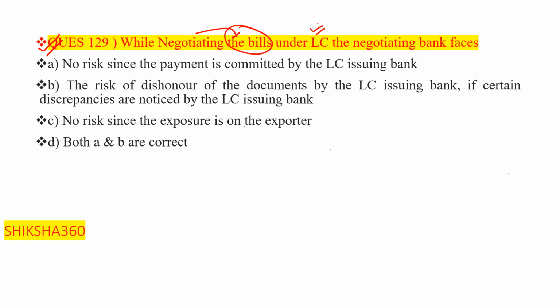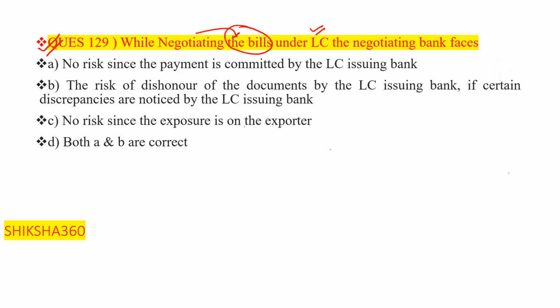While negotiating the bills under the LC, the negotiating bank faces: first option, no risk since the payment is committed by the LC issuing bank. Second, the risk of dishonor of the documents by the LC issuing bank if certain discrepancies are noticed by the LC issuing bank. Third, no risk since the exposure is on the exporter.